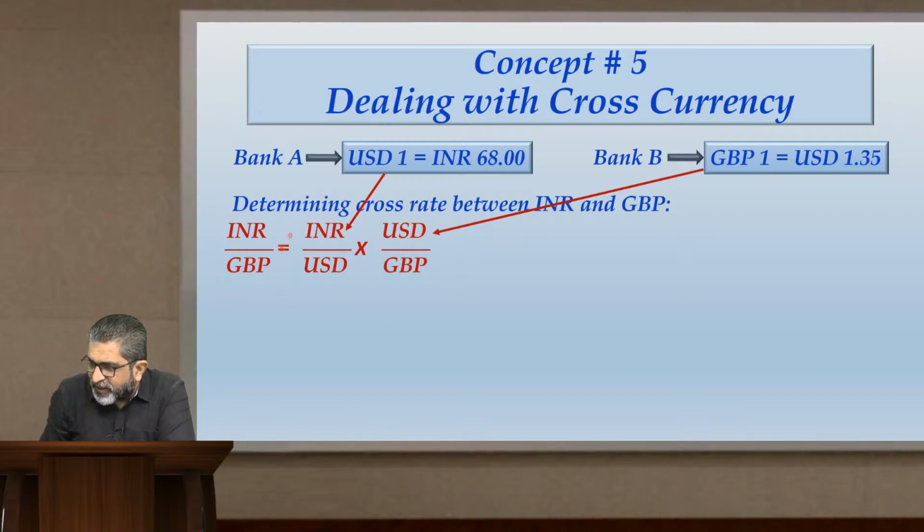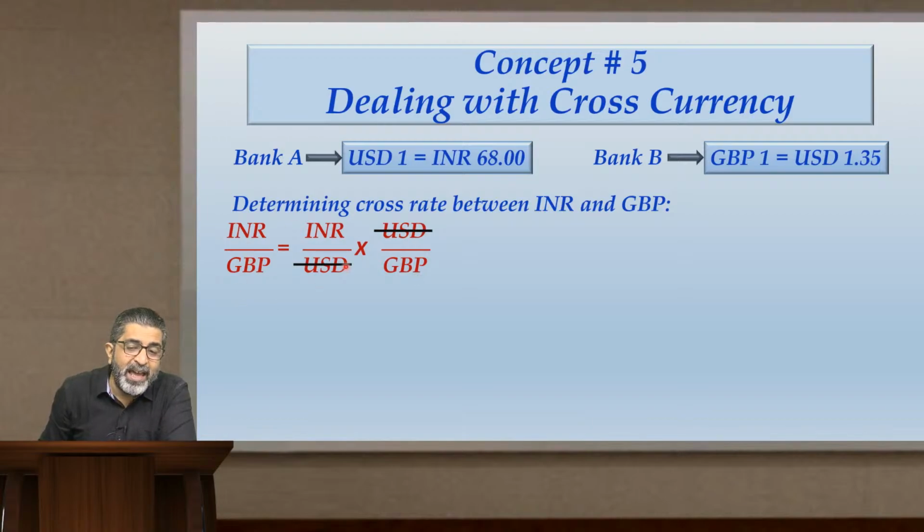Now look at the right hand side once again. It goes this way: INR per USD multiplied by USD per GBP, being mathematical expressions. Here USD is in the denominator, here USD is in the numerator. What will happen? Both these USDs will get cancelled out, and what you will ultimately find on the right hand side is INR per GBP. In other words, if you want to find INR per GBP, you multiply INR per USD into USD per GBP, and you get INR per GBP as 68 into 1.35.